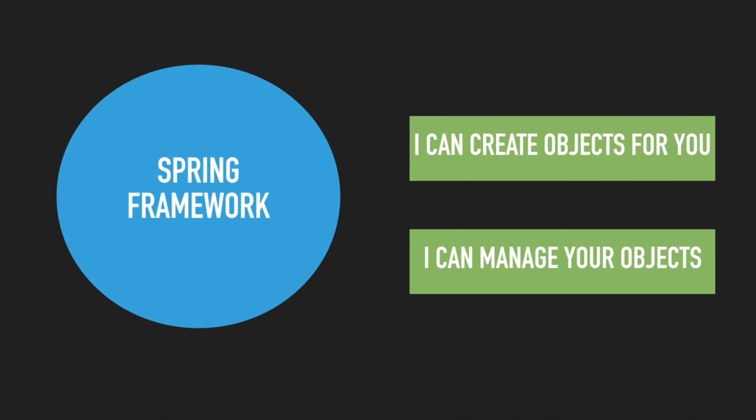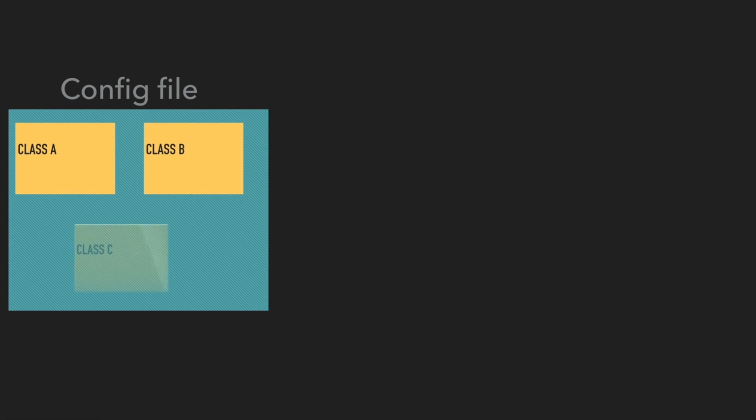Then I found it really interesting and I asked Spring, hey Spring, tell me how you're going to create objects for me and where you're going to manage them. Then Spring told me the actual process. He told me, okay, you have a config file, and in that config file, you just mention all the classes that you want to create the object for. For example, if you want to create the class A object and class B object and class C object, then put it in a config file.